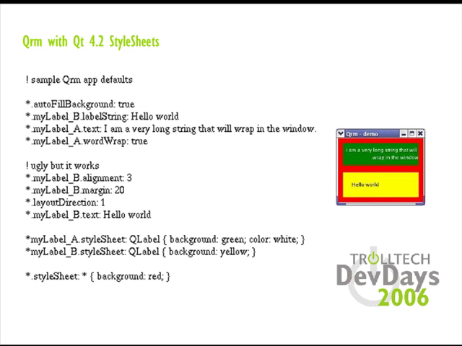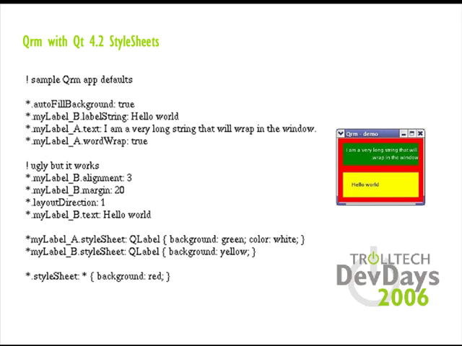I've set in this app defaults file, I'm not sure if I need autofill background true anymore on this, but we've set the hello world, and I'm a very long label string pieces of text here. We've turned on word wrap because that's true. I didn't have a good converter for alignment, but I can set the alignment to 3 so it comes out right aligned, and specify margins and a layout direction. So you'll notice there.